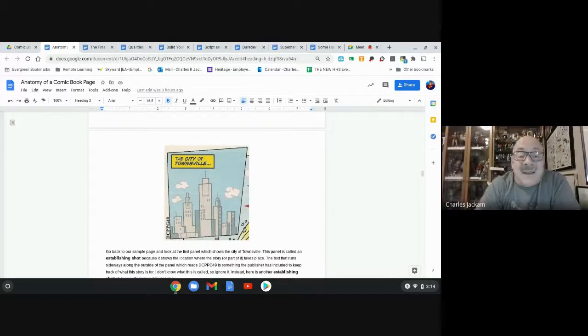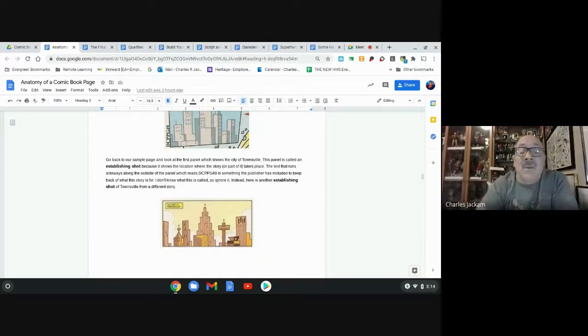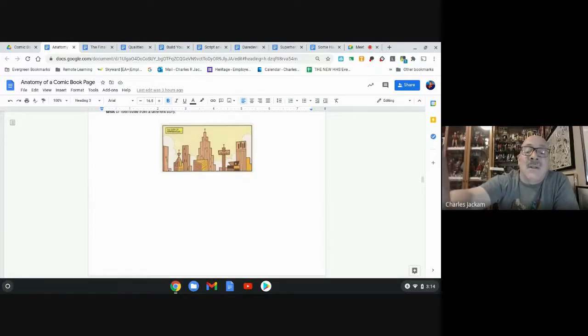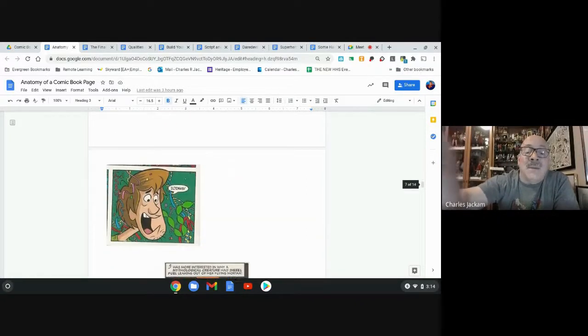They just did. So here's a sample panel. Panel, picture, caption. Okay, this is also known as an establishing shot. It sets the tone for the story. Where is this story happening? Well, in the city of Townsville. It doesn't have to look that way every time, because here's one from another issue, the city of Townsville. It establishes where the story is. In our Daredevil story, it was the Cloisters.